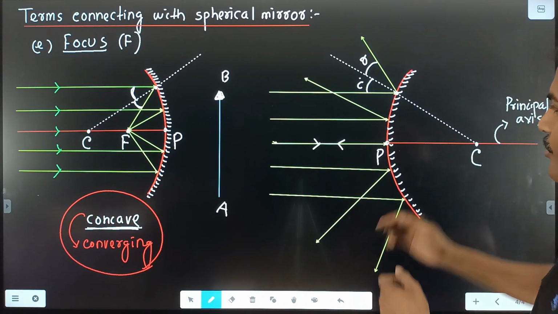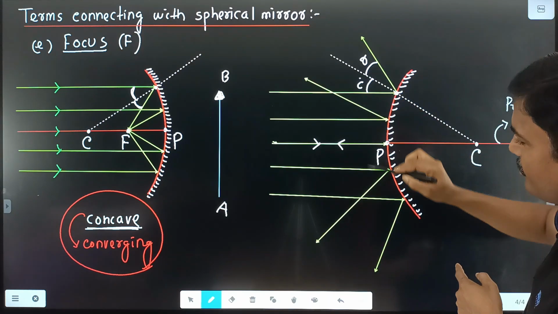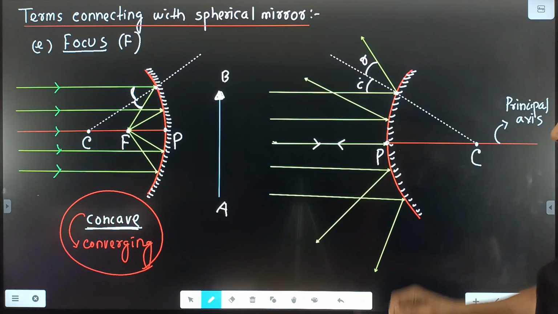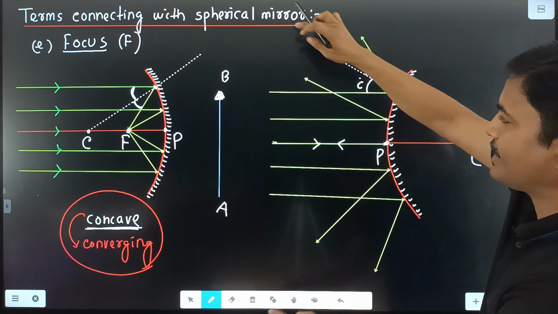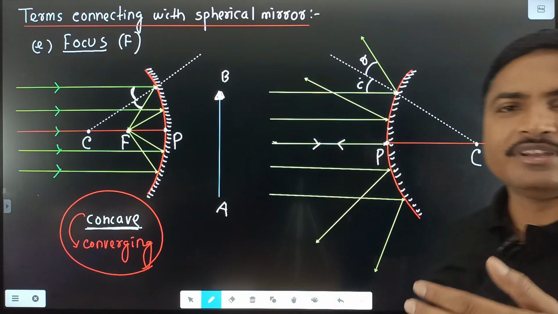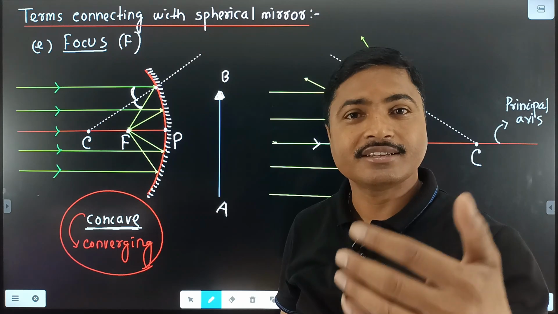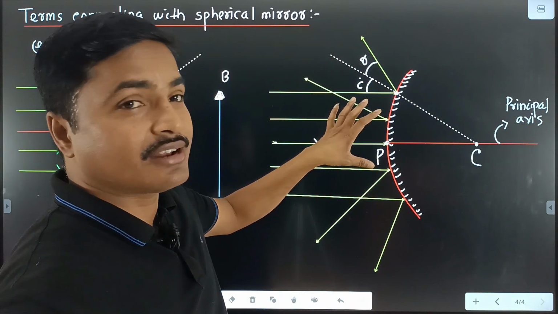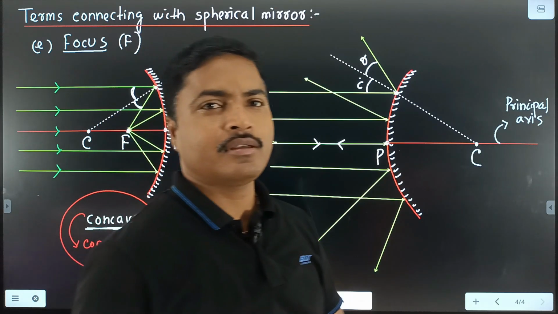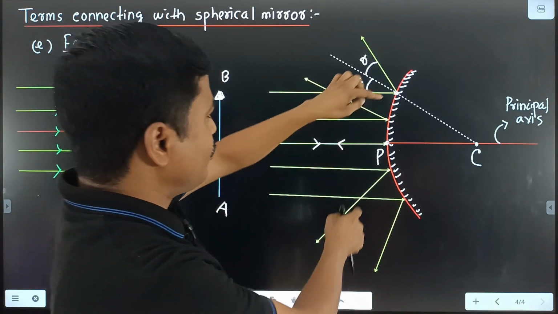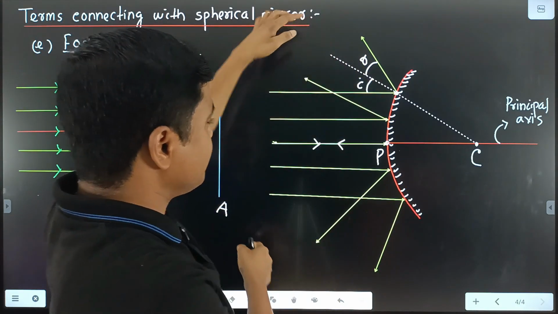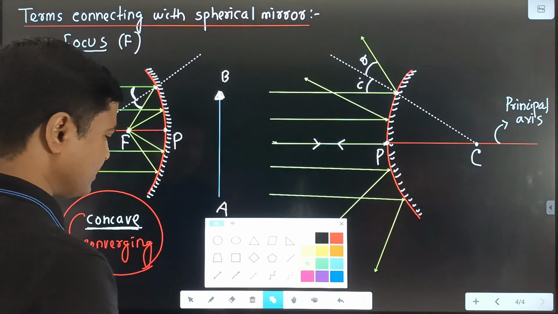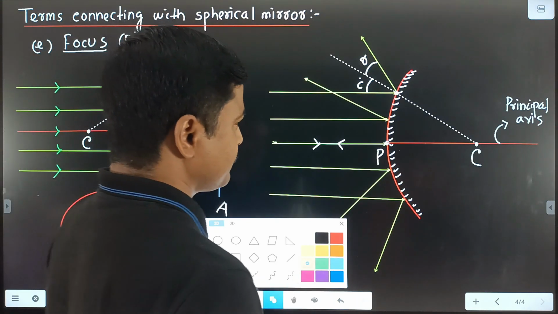And yet all the reflected rays are gradually diverging. That means the distance between the reflected rays is gradually increasing. If the distance between the reflected rays is gradually increasing, these are known as the diverging reflected rays. In this case, the reflected rays cannot meet on this side, so we extend all the reflected rays in the backward direction.